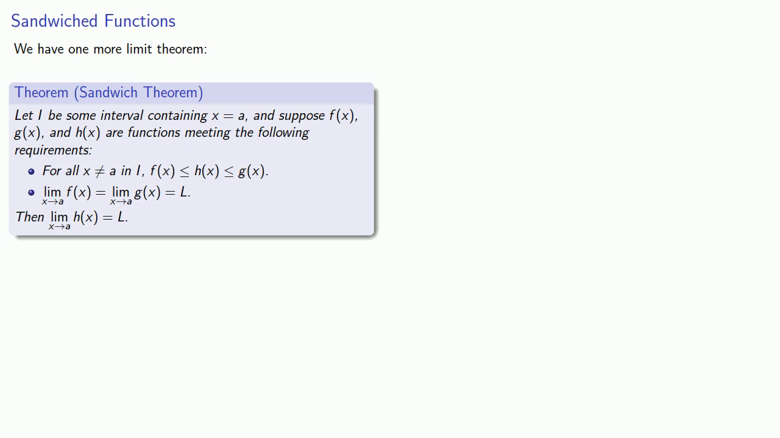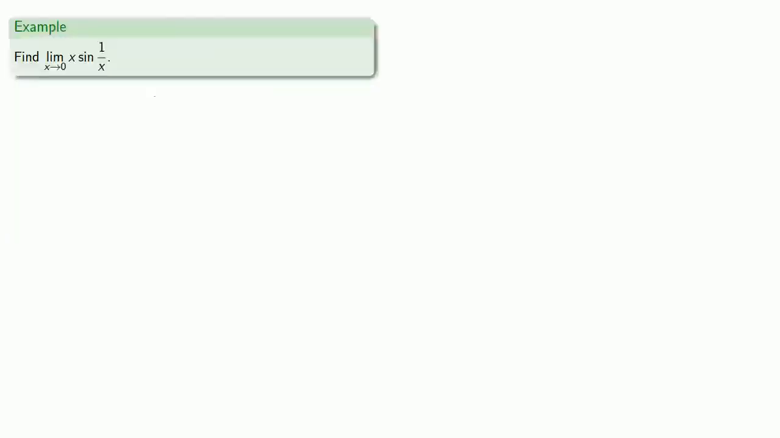Furthermore, suppose that the limit as x approaches a of f of x is equal to the limit as x approaches a of g of x, and they're both equal to the same value L. Then, the sandwich theorem says that the limit as x approaches a of h of x is going to be equal to L itself. For example, suppose I want to find the limit as x approaches 0 of x times sine of 1 over x.